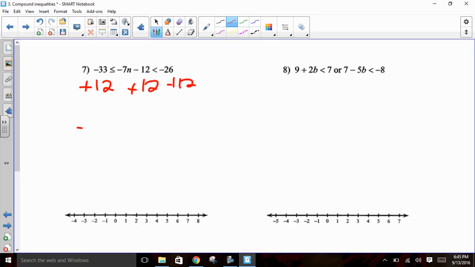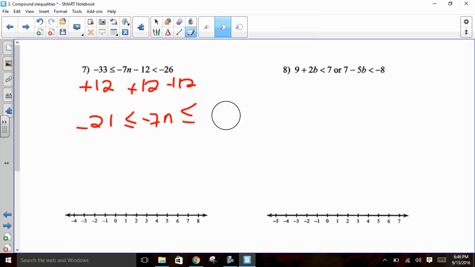So I get negative 21 is less than or equal to negative 7n, which is less than or equal to 14. I don't know why I wrote that so far away.